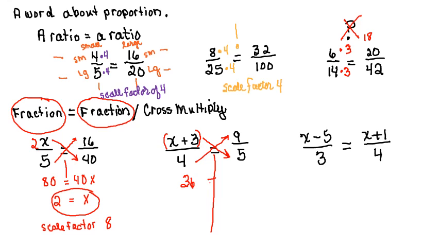And then we're going to have the 5 times the binomial. Now here's where you have to be careful. It is not 5 times x. It is 5 times x plus 3 because x plus 3 is its own number. And now we can go and solve.